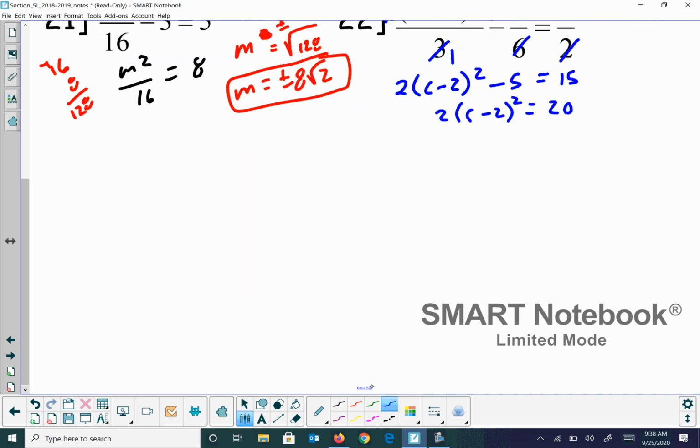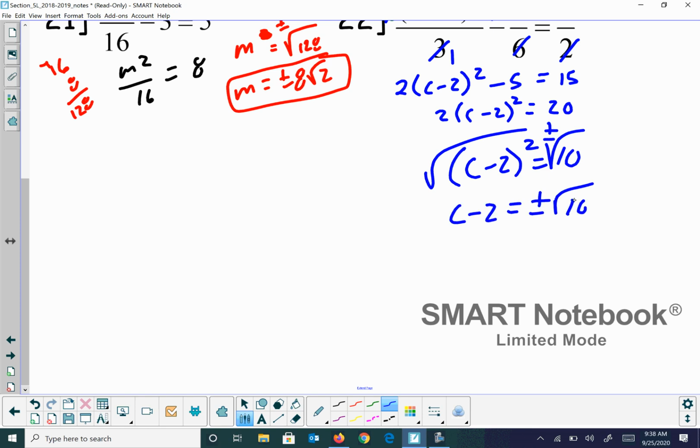Let me expand my screen a little bit. Divide by 2. Take the square root of both sides. Don't forget the plus minus. I can't break root 10 down any further, so it's got to stay that way. So my answer to this one, once we add 2, is 2 plus or minus root 10.